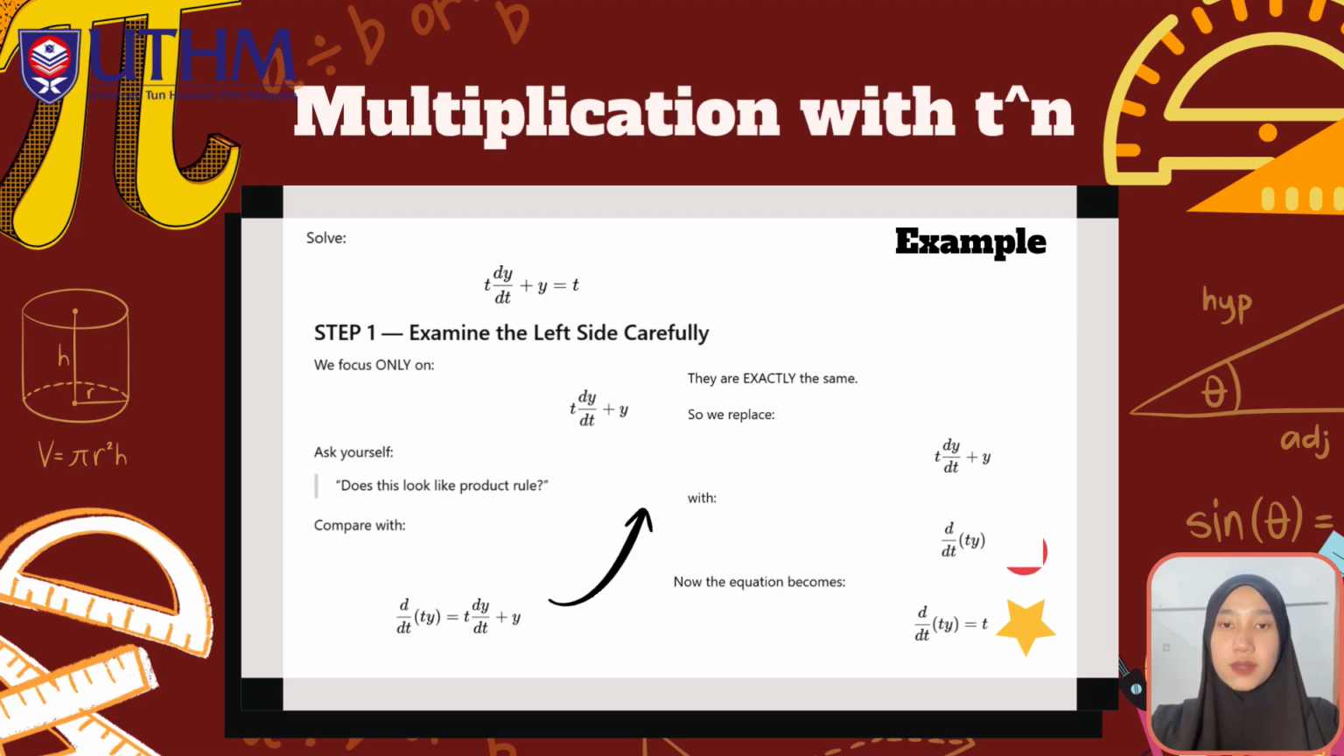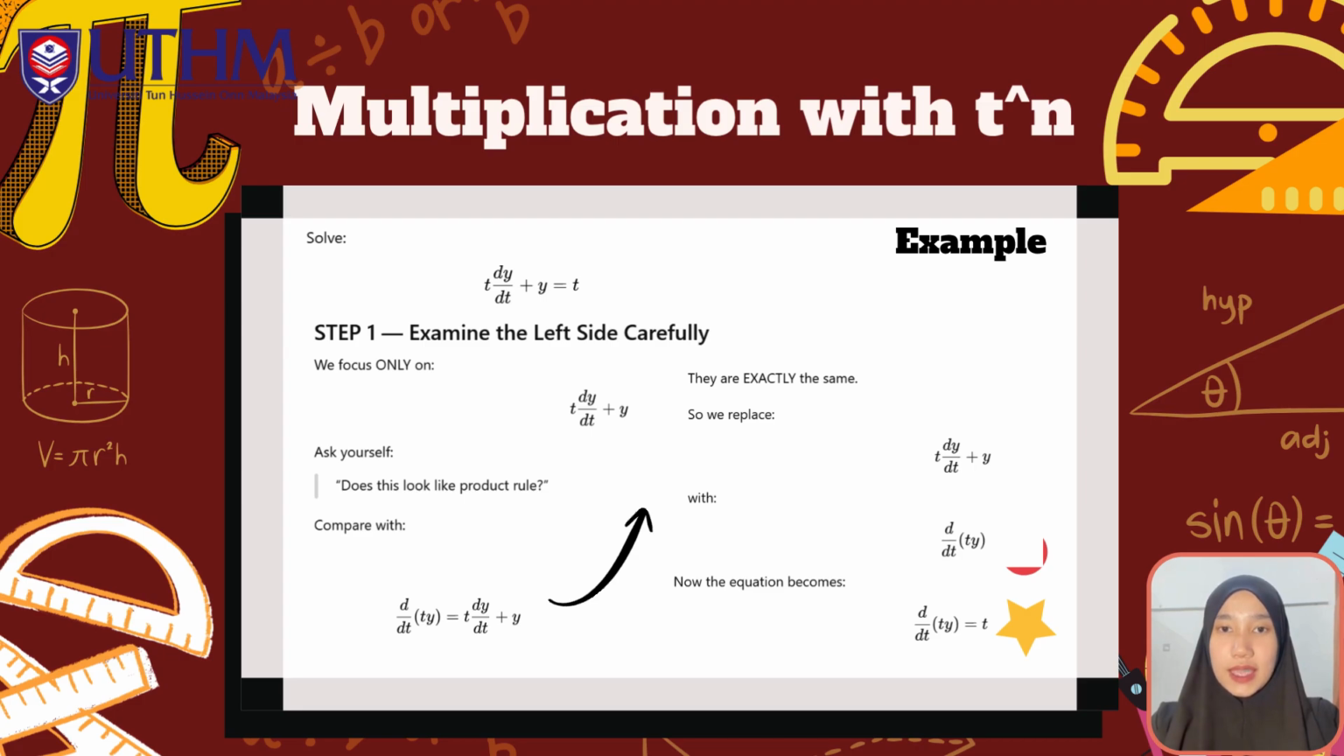Before solving, we must recall the product rule. If u and v are functions, then d over dt of u times v equals u times dv over dt plus v times du over dt. For this case, let u equal t and v equal y. So we get d over dt of ty equals t times dy over dt plus y. This is the most important formula in this topic.